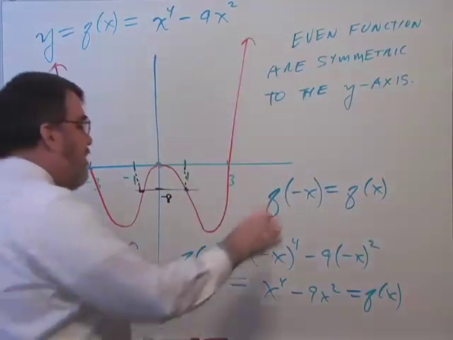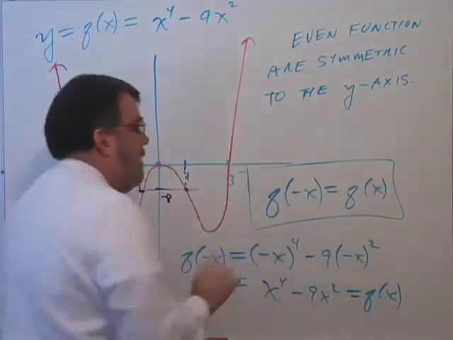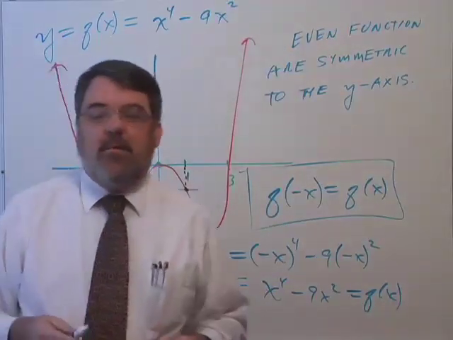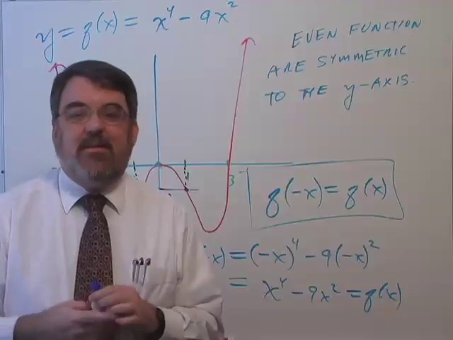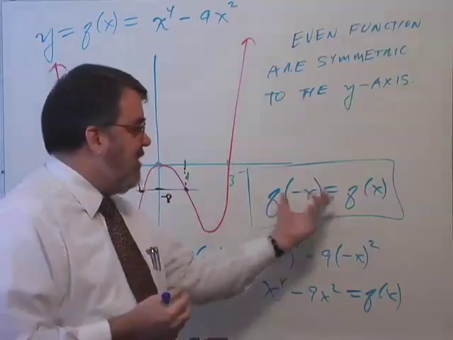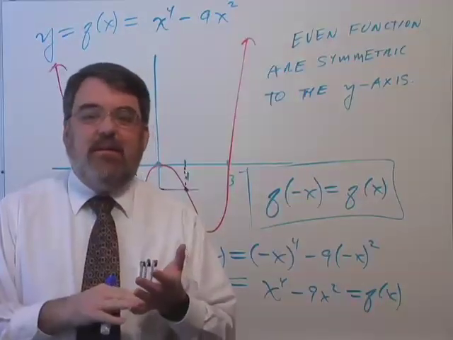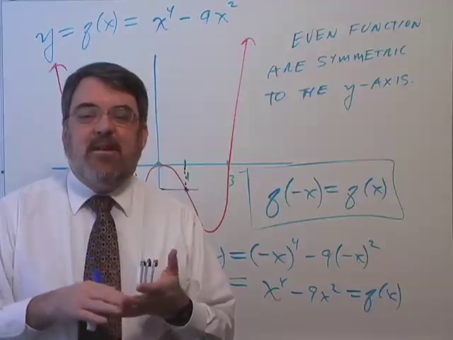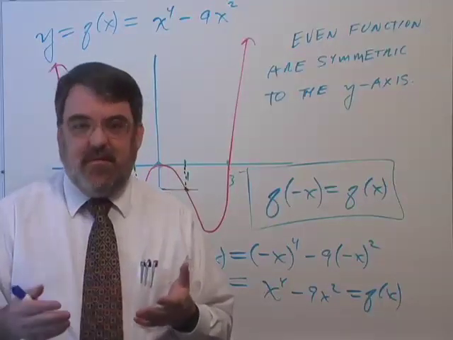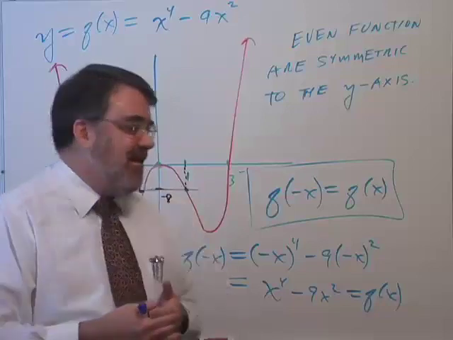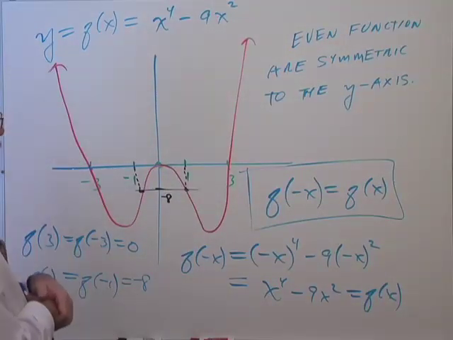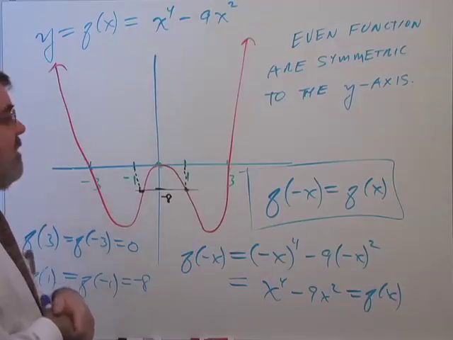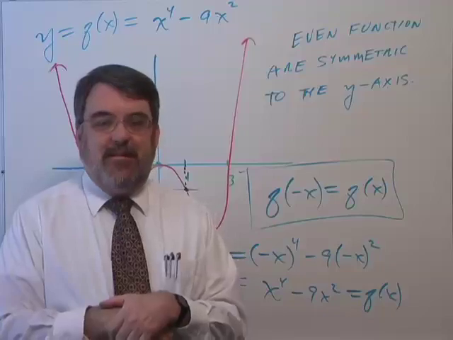So this is the property that always works with even functions. It's a way of testing to see if a function is even: test to see that when you change the sign of an input, you get the same result, the same output. In other words, f of negative x equals f of positive x. All right, now let me give you another example of an even function.